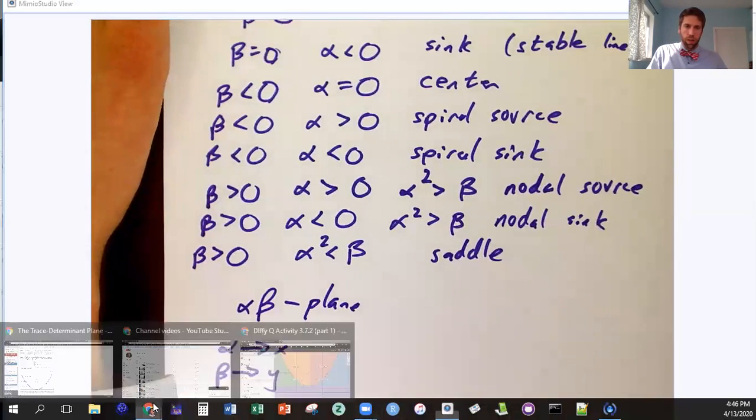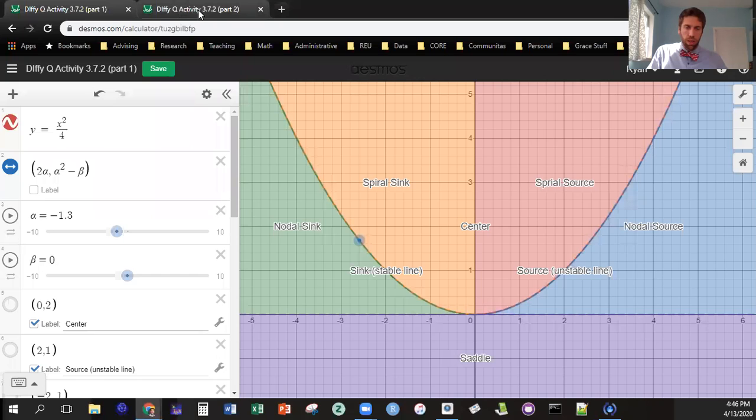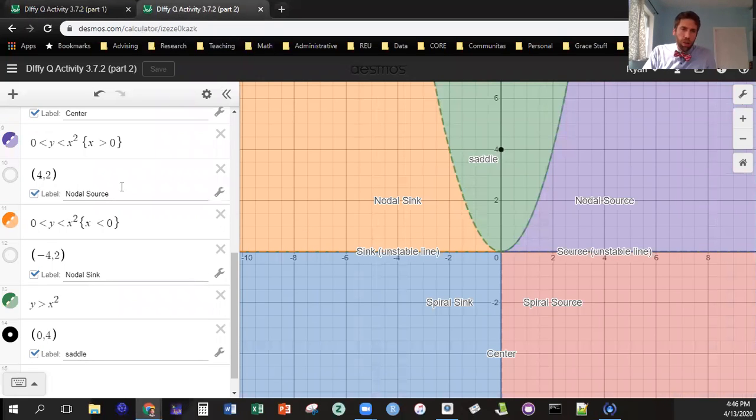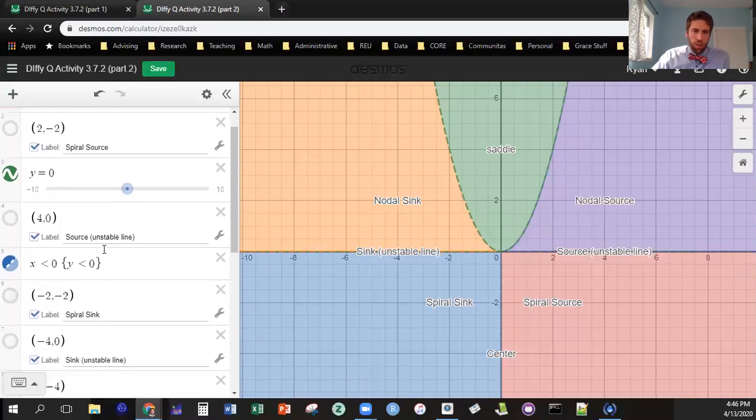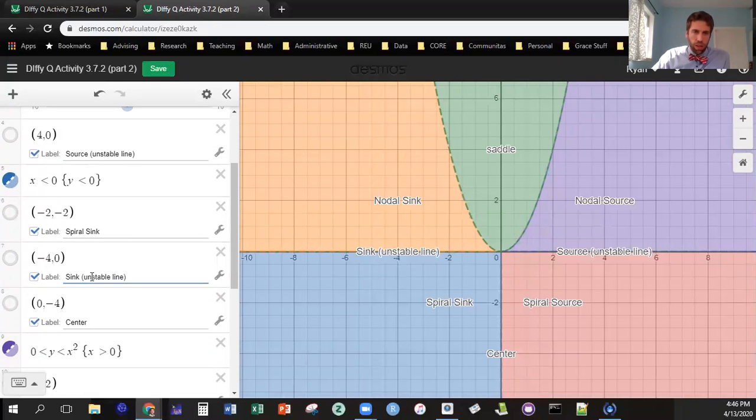Let's see. I did this here in part 2. Here, I graphed these different sets of inequalities, and I got a nodal source, spiral source, center, spiral sink, sink unstable line, source. Oh, I need to, sink is a stable line. Let's fix that. Sink is a stable line. So nodal sink, spiral source.